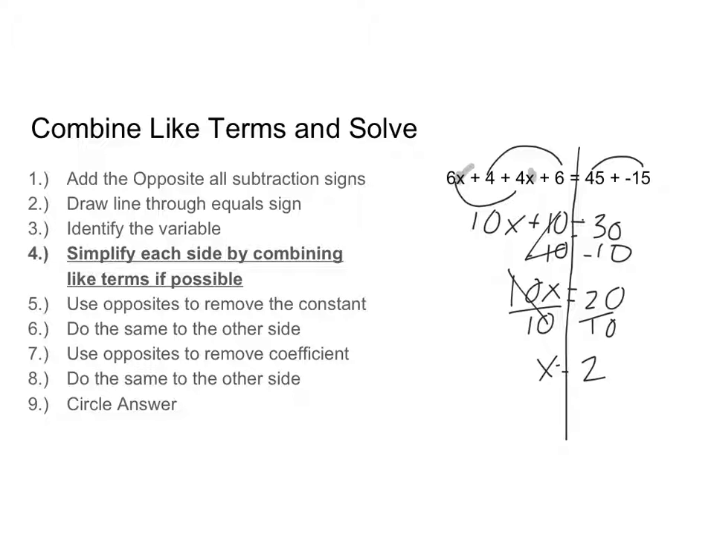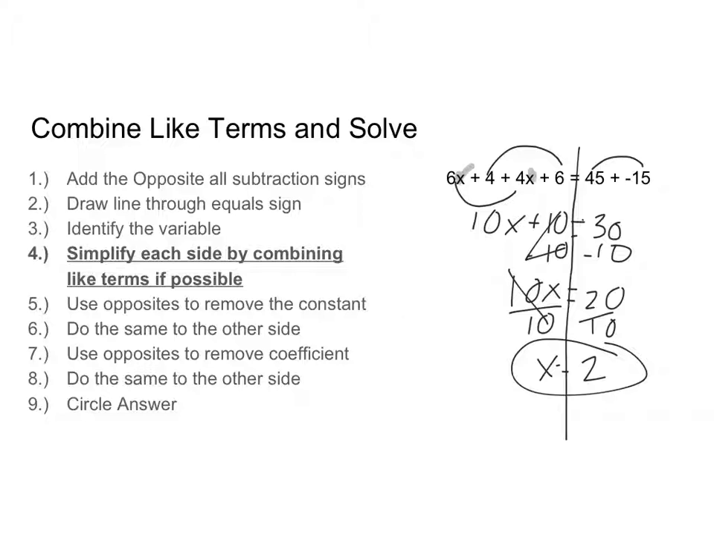So there we go. My final solution is x equals 2. So again, it was the exact same steps we did before. There's only one more added, where we had to combine all the like terms on the left side, combine all the like terms on the right side. And then we ended up with a simple two-step equation like we had been solving.